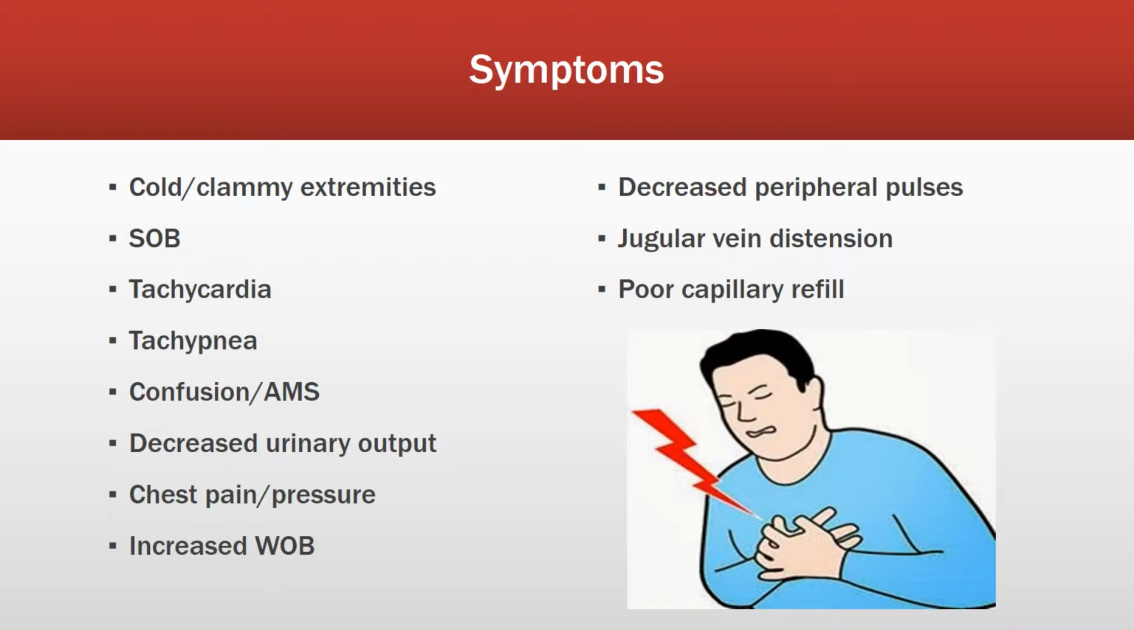Some symptoms of obstructive shock are cold and clammy extremities, shortness of breath, tachycardia, tachypnea, confusion, altered mental status, decreased urinary output, chest pain or pressure, increased work of breathing, decreased peripheral pulses, jugular vein distension, and poor capillary refill.